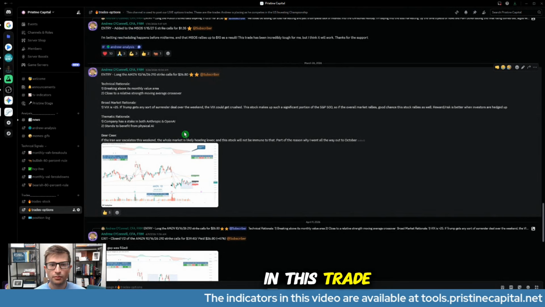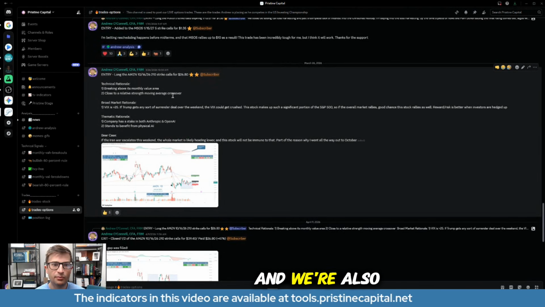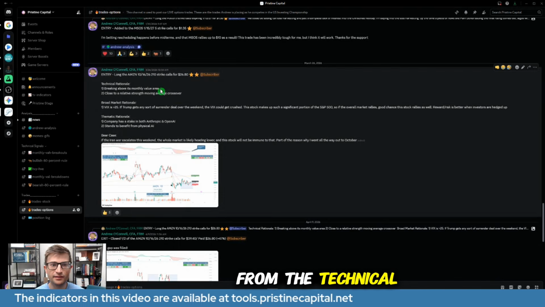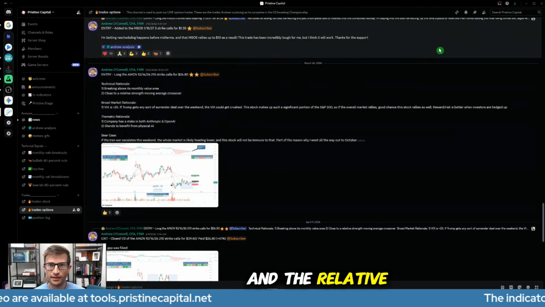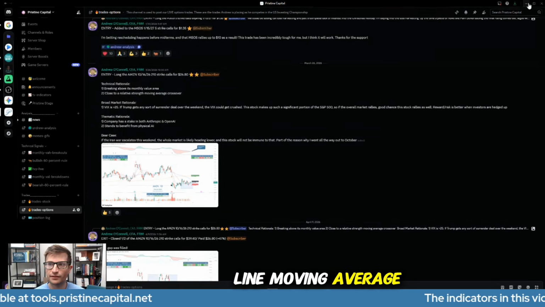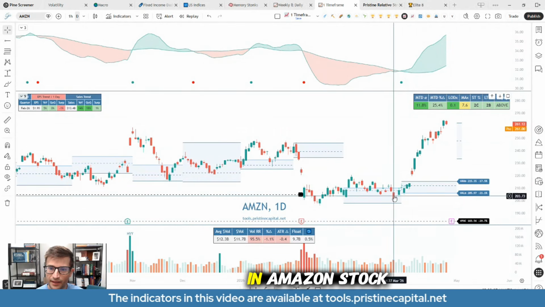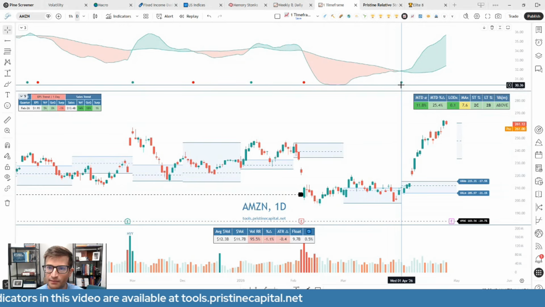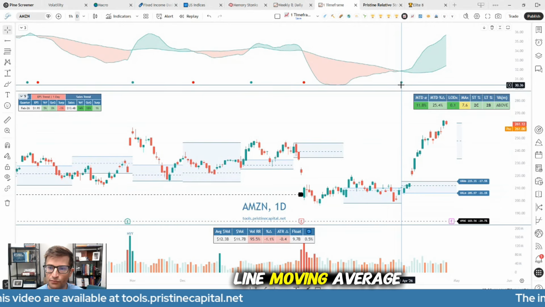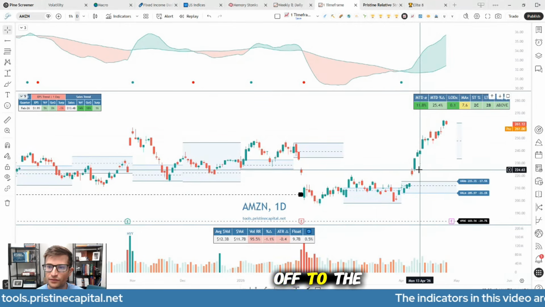In this trade, we're blending the macro picture, we are blending the fundamentals, then we're also looking at, from the technical standpoint, that monthly value area breakout and the relative strength line moving average crossover. And as you can see, we ended up getting a dip in Amazon stock maybe 2 days later, but then we got the bullish relative strength line moving average cross, and this asset really just went off to the races.